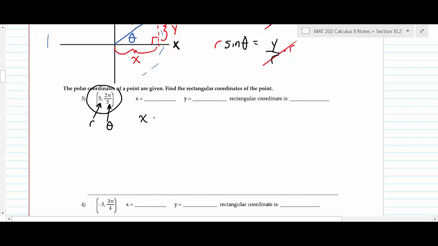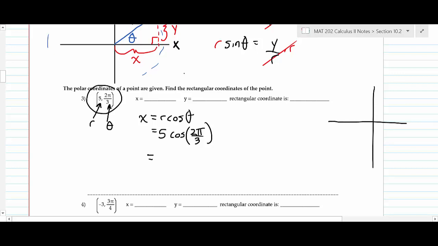You just do x is equal to r cosine theta. So in this problem, r is 5. Then we're going to do the cosine of 2 pi over 3, like that. Then we just have to look that up on the unit circle. You don't need to refer to a unit circle. You can just figure it out.